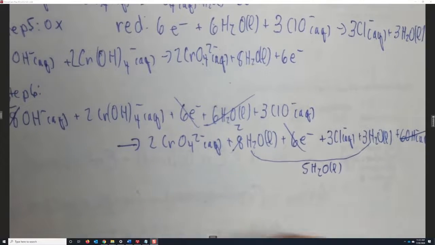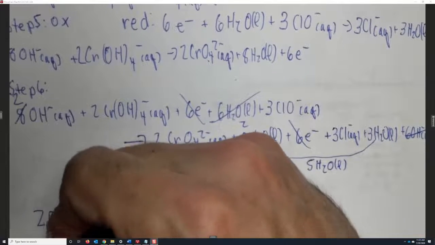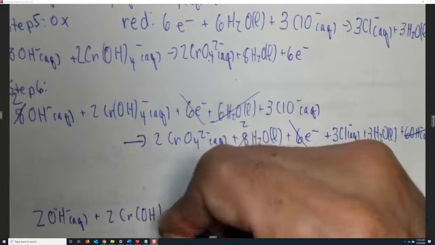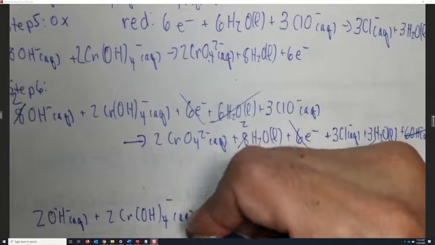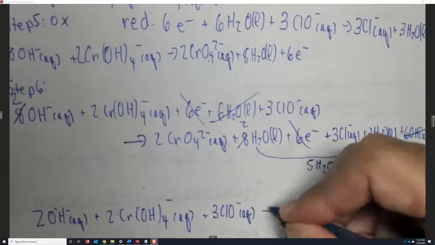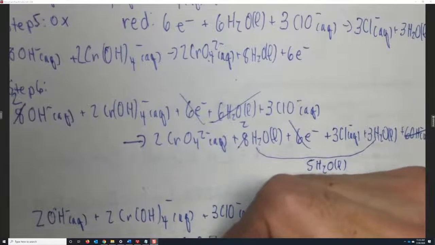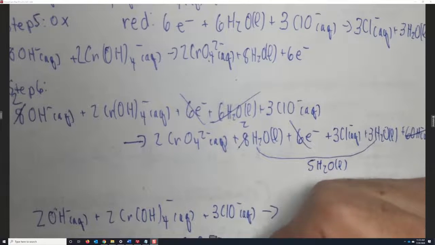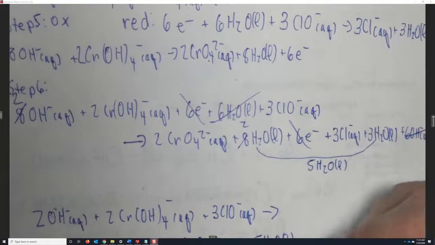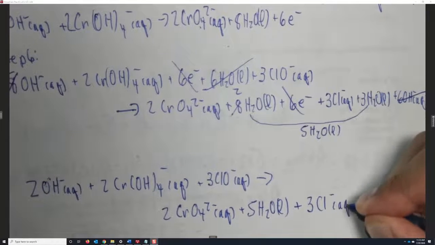So now I can rewrite everything into the final reaction. So 2 OH minus aqueous plus 2 CrOH4 minus aqueous plus 3 ClO minus aqueous yields, I'm going to put it down here so I don't run out of space, 2 CrO4 2 minus aqueous plus 5 H2O liquid, because I have these 2 and these 3, plus 3 Cl minus aqueous.